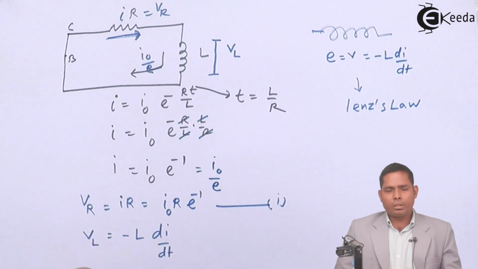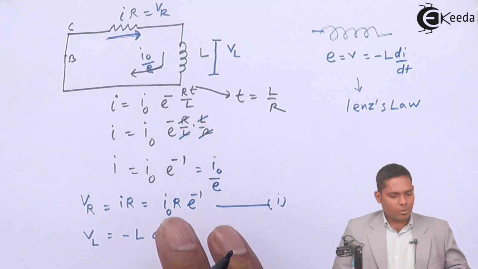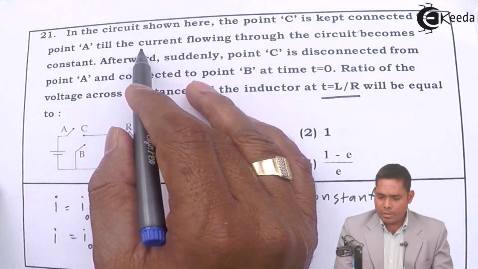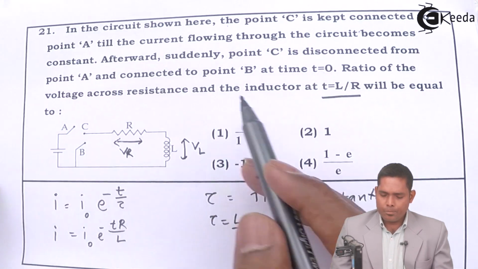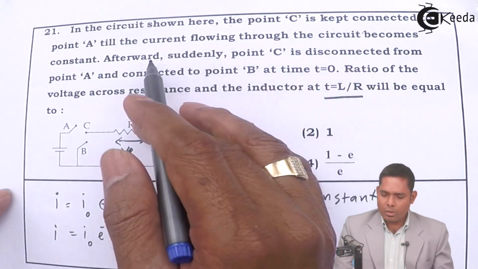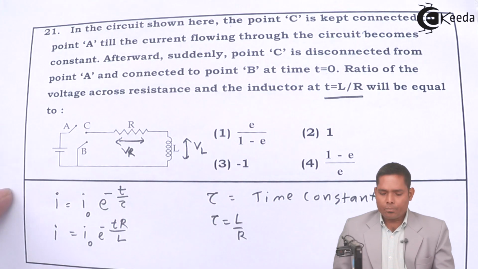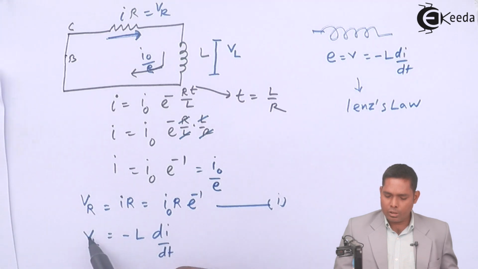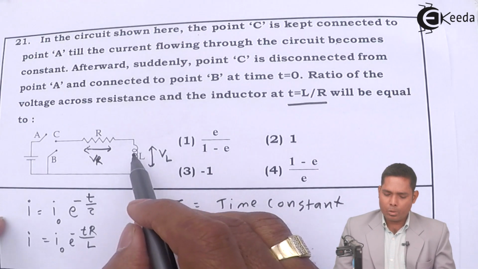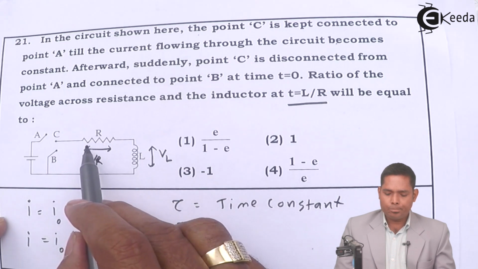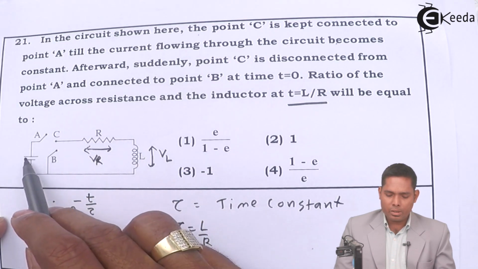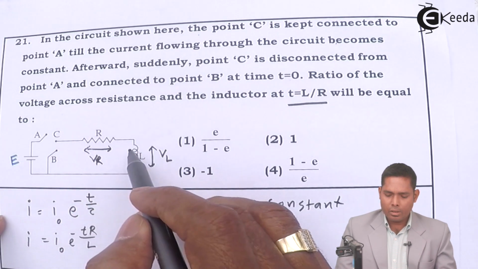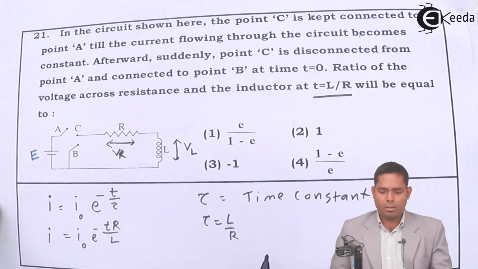So initially when the circuit was connected for a long time till the current becomes constant, when this is constant, then the derivative of a constant is 0, so VL is 0. So after a very long time, the potential drop across this will be 0, and only the total potential drop of the battery, whatever EMF E the battery has, is dropped over here. This doesn't consume any voltage.